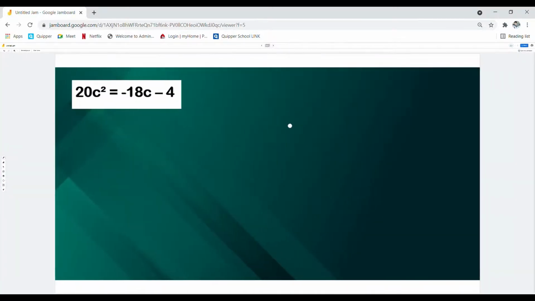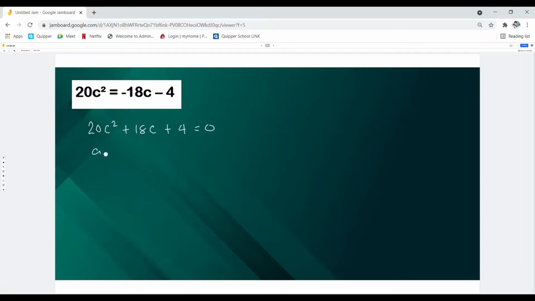Okay, last example, we'll have it here. 20c squared is equal to negative 18c minus 4. This one is not written in standard form, so you need to write it in standard form first. So you will have 20c squared, it becomes a plus, and it becomes a plus 4 equals 0.